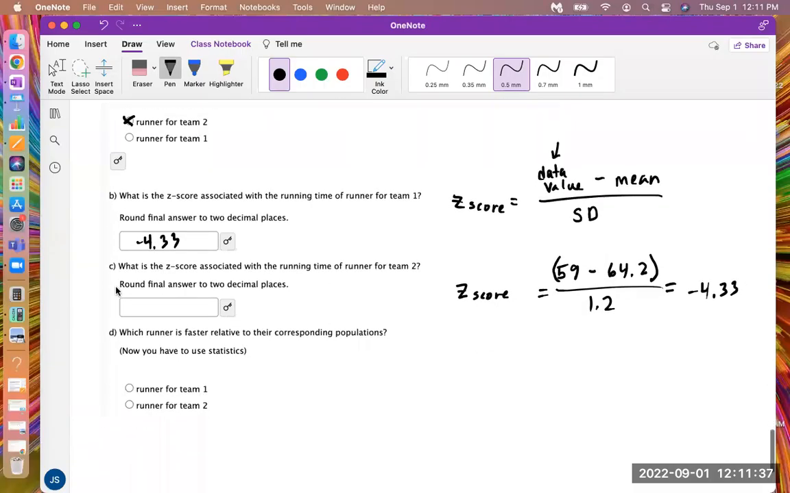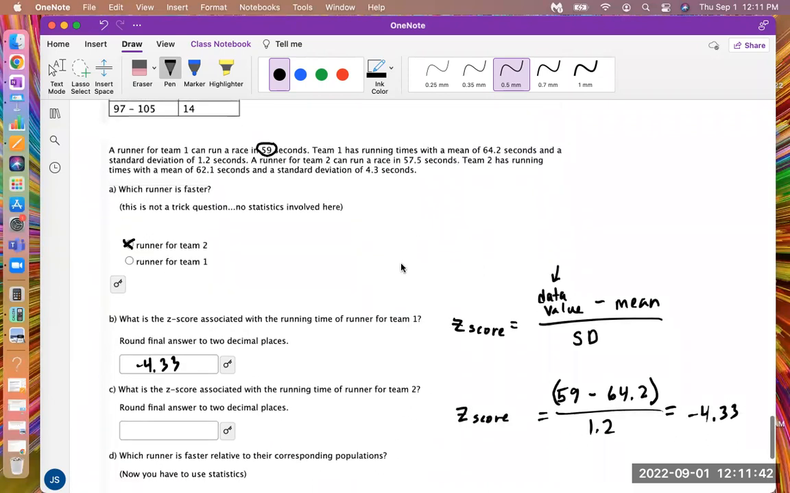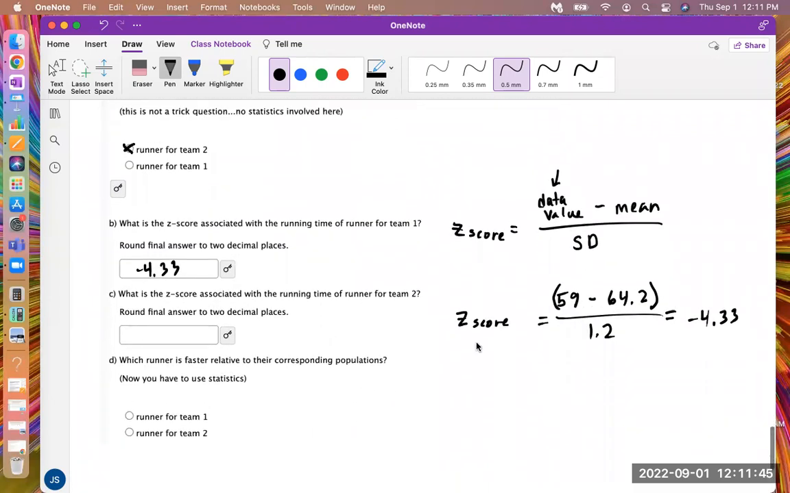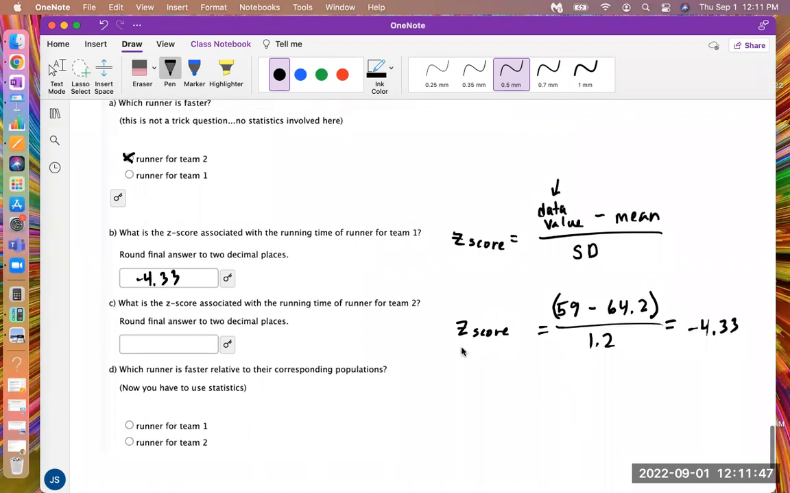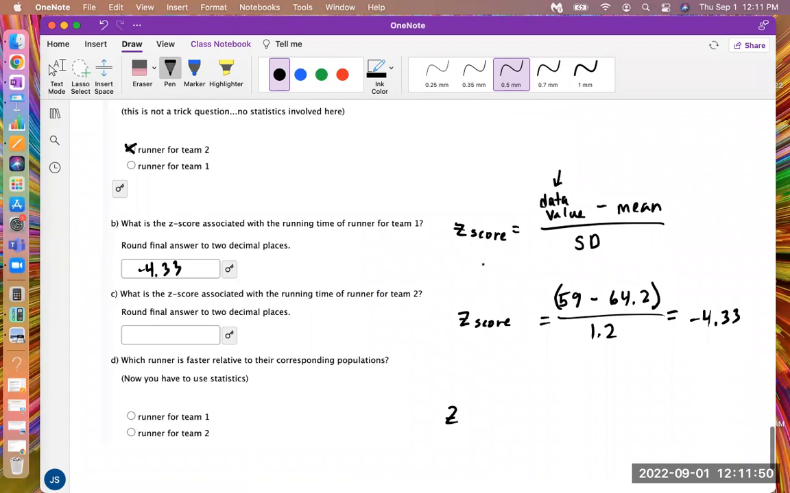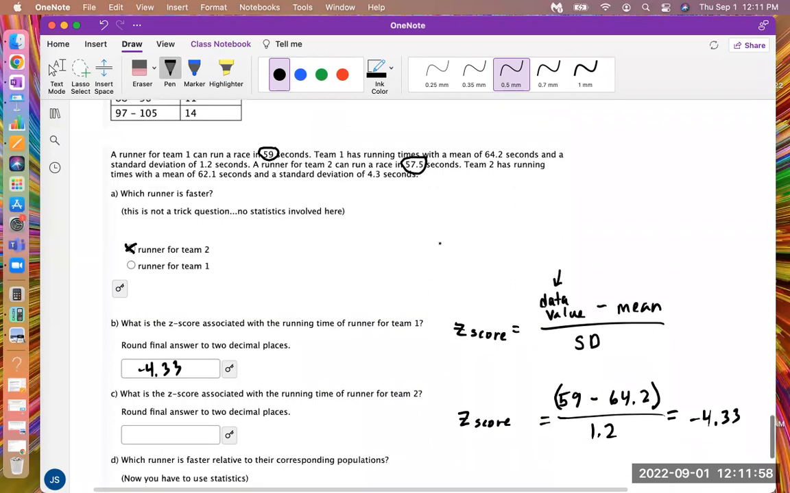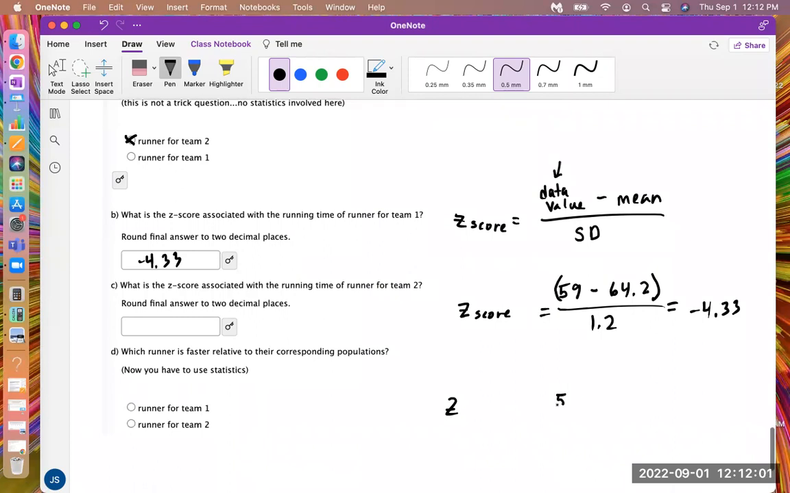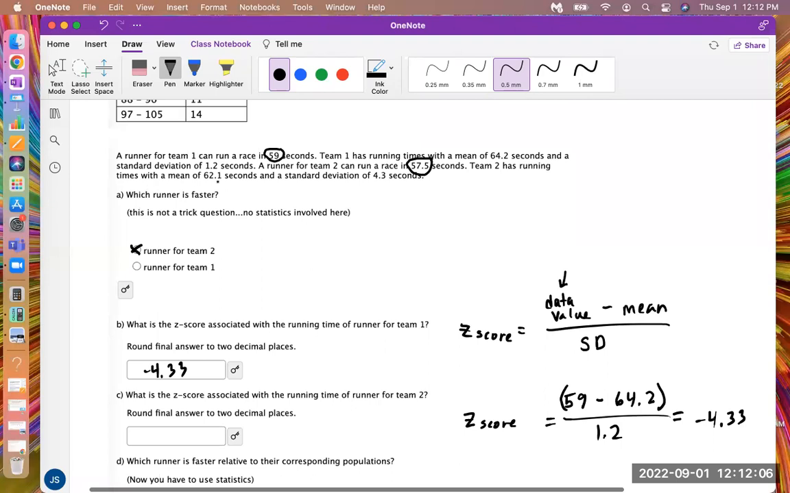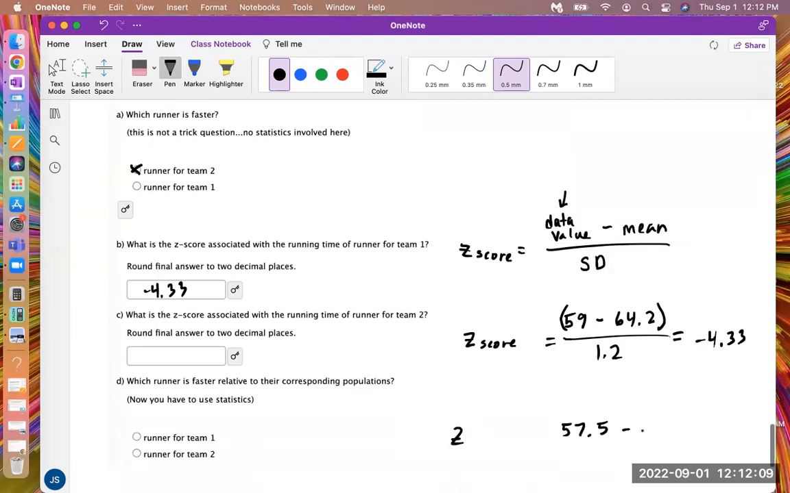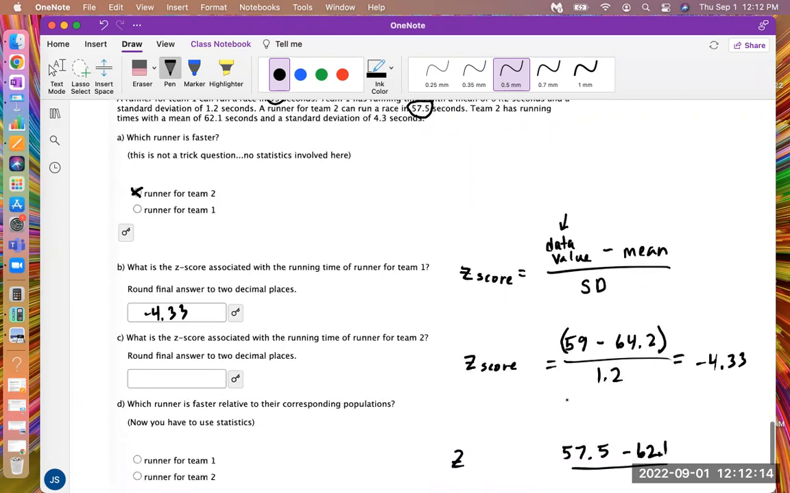All right. It says next, what is the z-score associated with the running time for the runner on team two? So again, I'm going to take the data value. This one was the data value associated with the runner of team two, who can run a race in 57.5 seconds. The mean is 62.1, so I take away 62.1, divided by a standard deviation of 4.3.